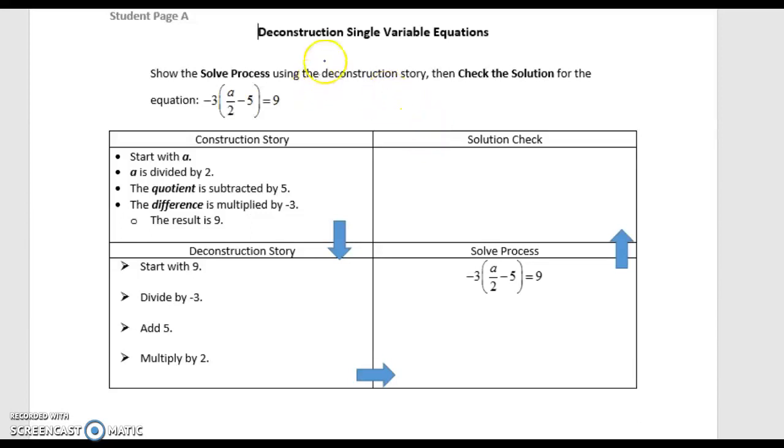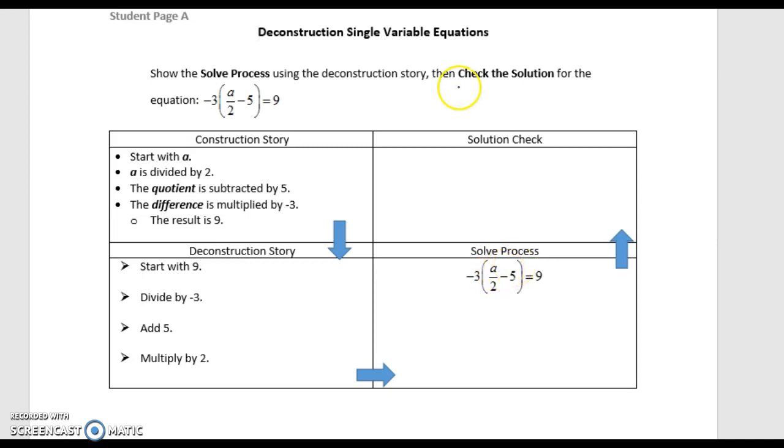In this lesson, we're going to talk about deconstruction. Deconstruction is essentially the solve process. So deconstruction is utilizing your deconstruct story and showing that in an algebraic process. This deconstruction, or the solve process, is just the algebraic manipulation of the numbers so that we can find out whatever the variable was worth.